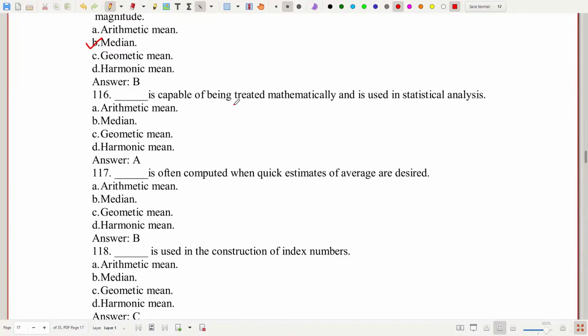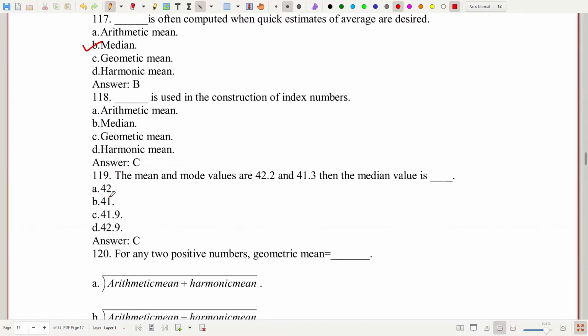The arithmetic mean is capable of being treated mathematically and is used in statistical analysis. And here the median. The median is often computed when quick estimates of average are desired.